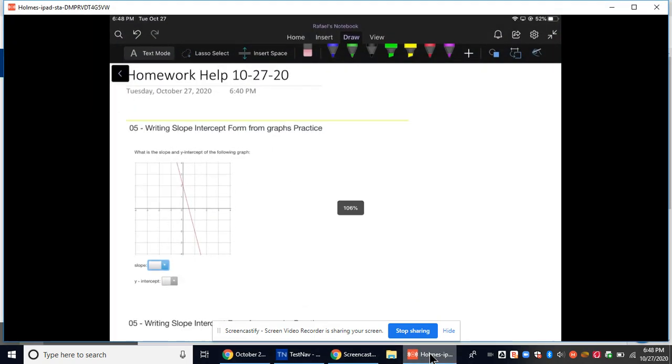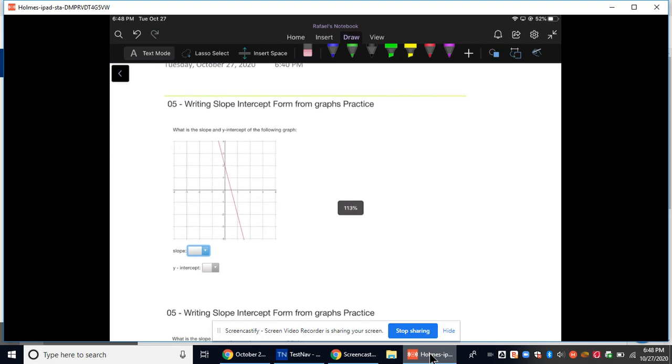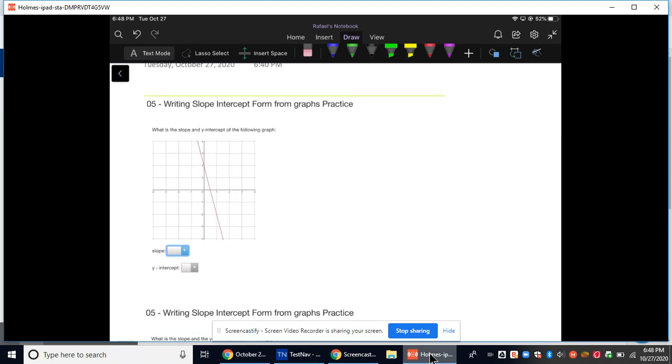Okay, we have question number 1. We're writing slope-intercept form from graphs. So you have a couple of choices here. All you have to do is find the slope and the y-intercept. So let's find the y-intercept first, right? That's the easiest thing to do. So remember, our equation is y equals mx plus b, all right? And b is our y-intercept, okay?